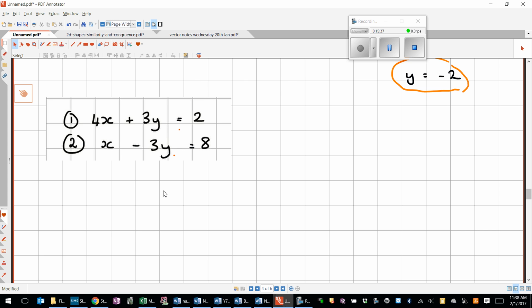Okay, so the only way to solve these is to actually reduce it so that we only have one letter that we don't know. So when we have an elimination method, we're looking at a different way of getting rid of one of those letters, one of those variables. Now, what I can do here is I've spotted that for my y variable, I have the same number of y's. Okay, so I have positive 3 y's and I have negative 3 y's.